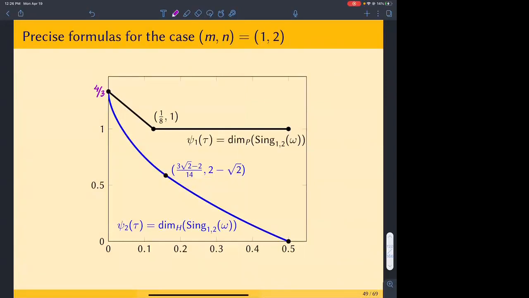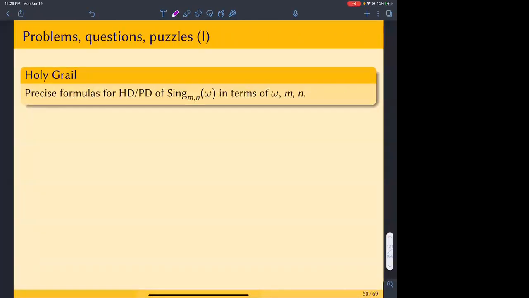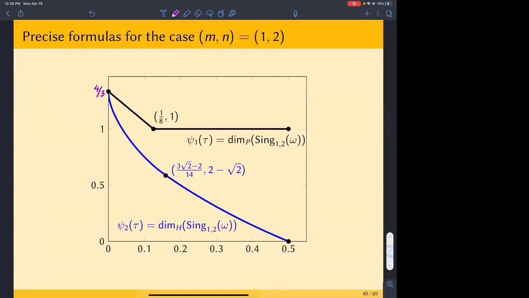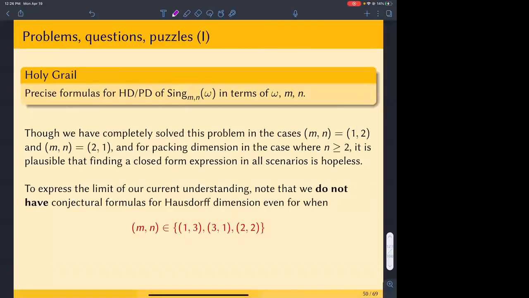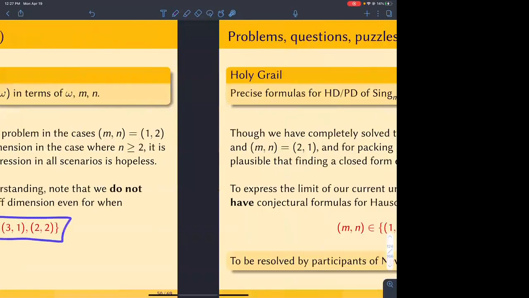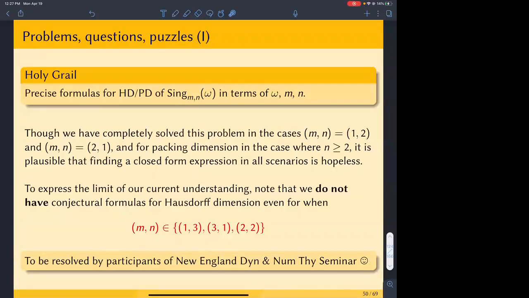So the one problem that I think is really, really interesting, but it's not an easy problem, maybe I don't know whether I would call it a PhD level problem, is to find formulas that go beyond our case here for the setting of (1,2). I just want to point out that even in the next case up, when m plus n is equal to 4, we don't even have conjectural formulas for the dimension in these cases. Okay, so that's waiting to be resolved by the brilliant participants of this seminar.